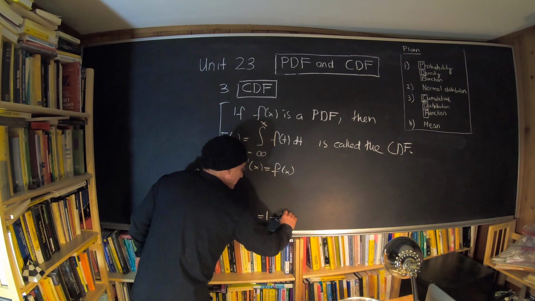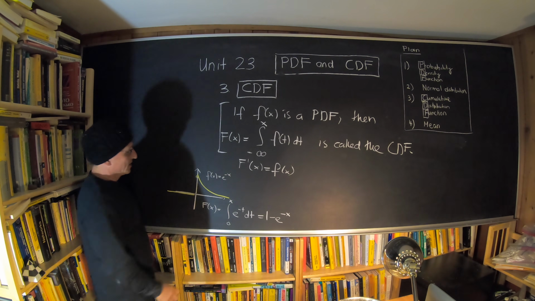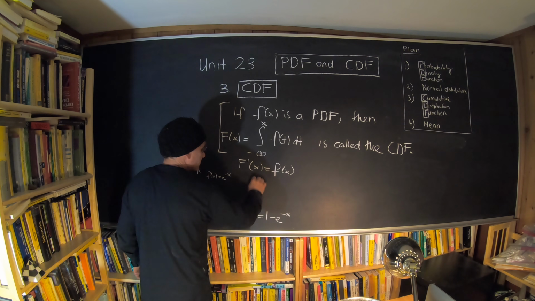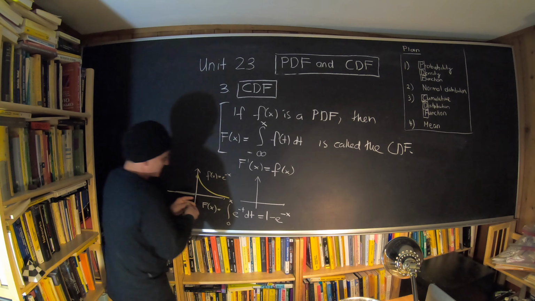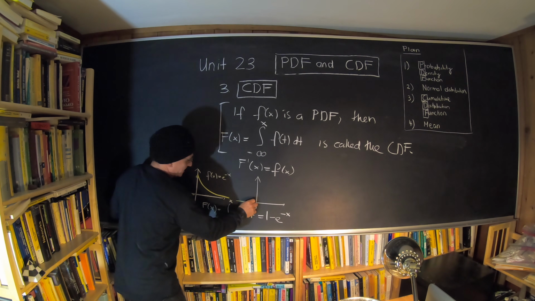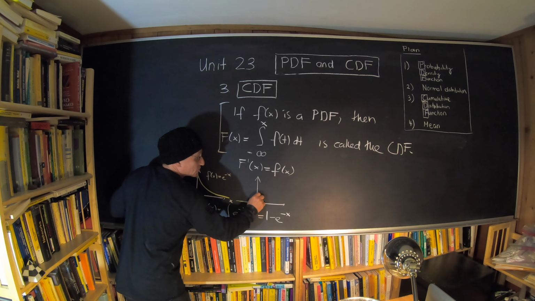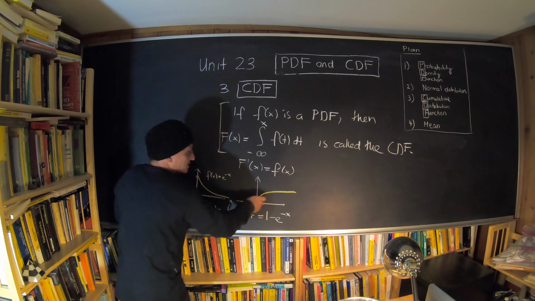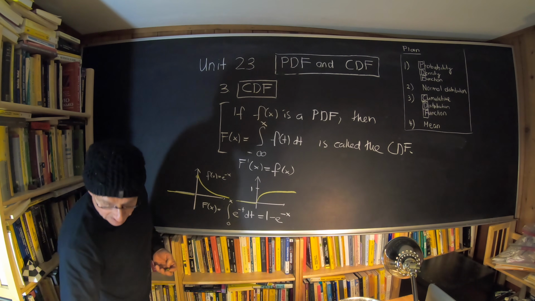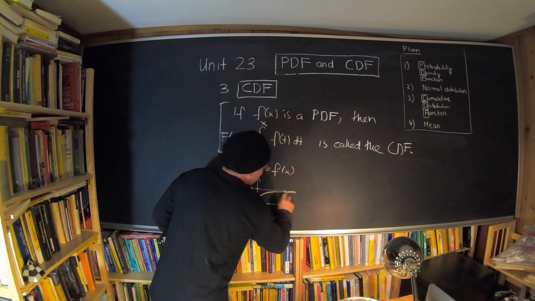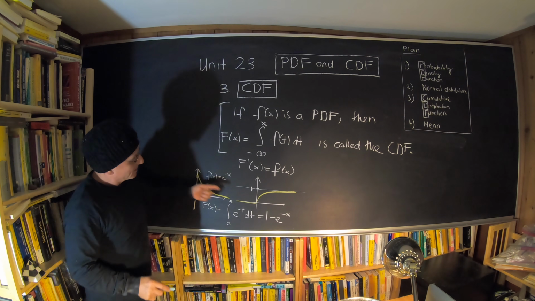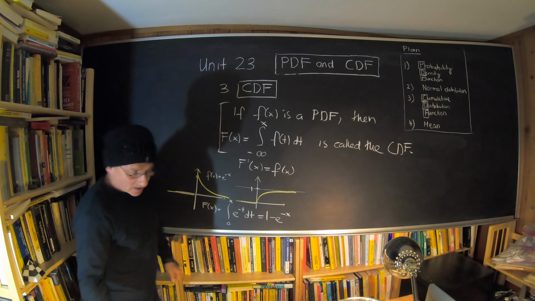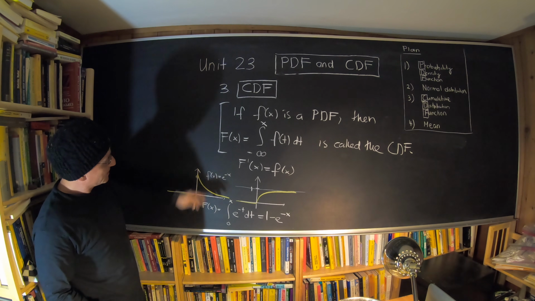minus x. So in this case, this cumulative distribution function is 0 here, and then it increases strongly, but then it goes asymptotically to 1. So this has a horizontal asymptote at 1. Actually, all these CDFs have an asymptote at 1. So that's the first example.